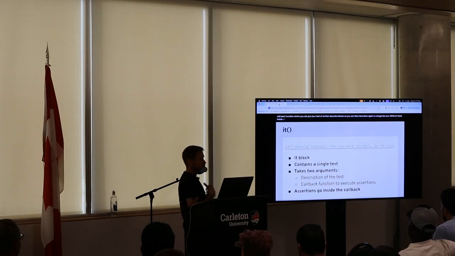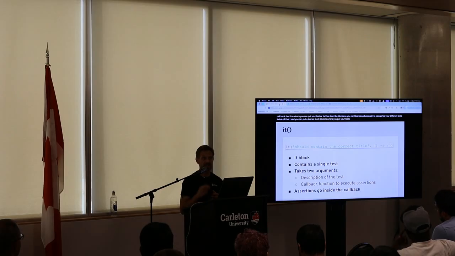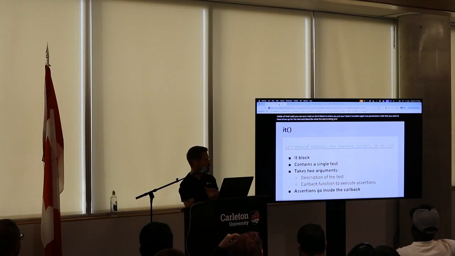Inside of that, I said you can put a test. So the it block is where you put your tests. It contains, again, two parameters, a title that you want to have show up for the test to describe what the test is doing, and then another callback.